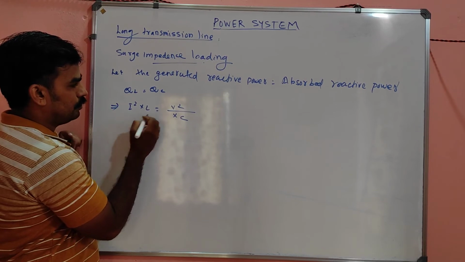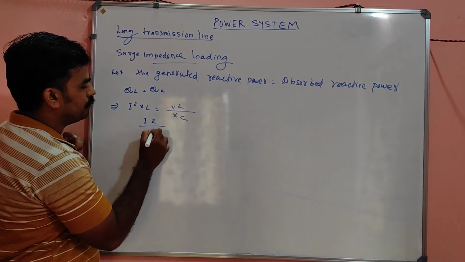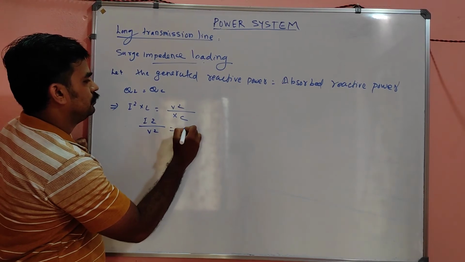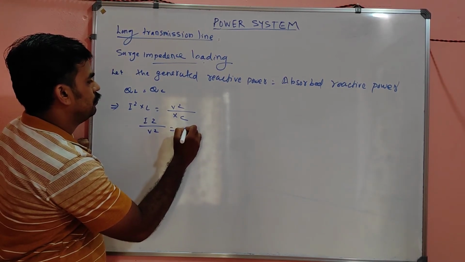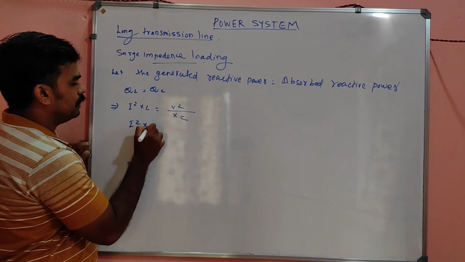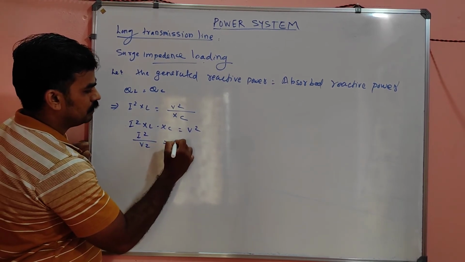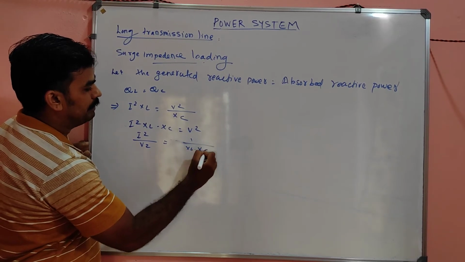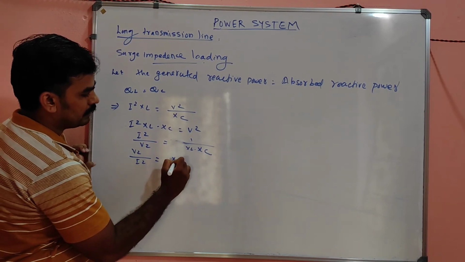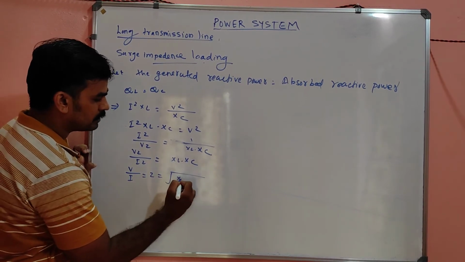Now V by I, simply I square by V square equal to, or simply I square XL into XC equal to V square, or I square by V square equal to 1 by XL into XC. Am I right, my dear? Yes. Or V square by I square will be equal to XL into XC, or simply V by I will be equal to Z is equal to root of XL into XC.